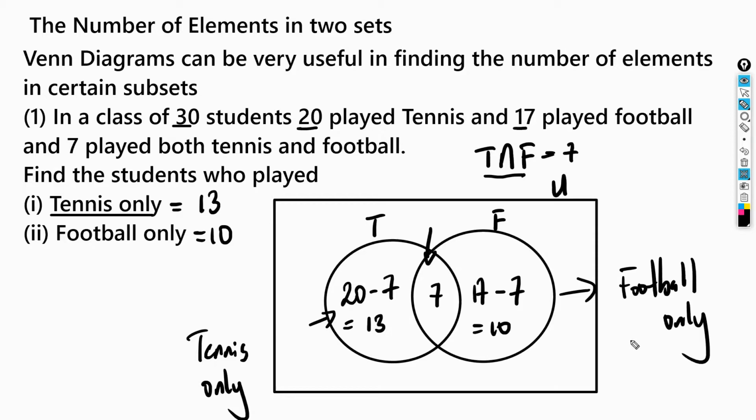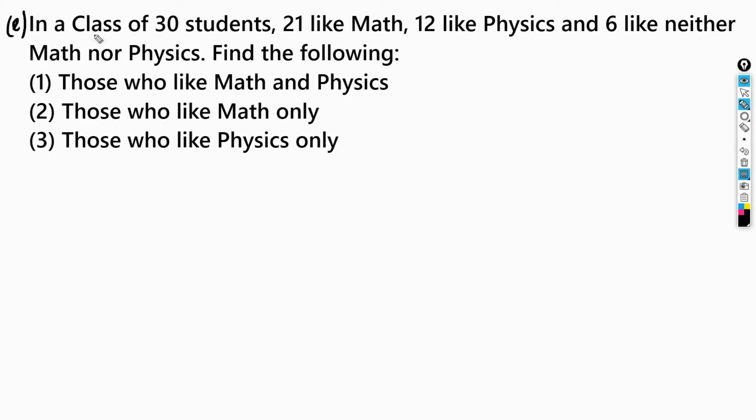Well, let's look at another example now. All right, guys. So it says here, in a class of 30 students, 21 like math, 12 like physics, and 6 like neither math nor physics. Find the following: those who like math and physics, those who like math only, and those who like physics only.